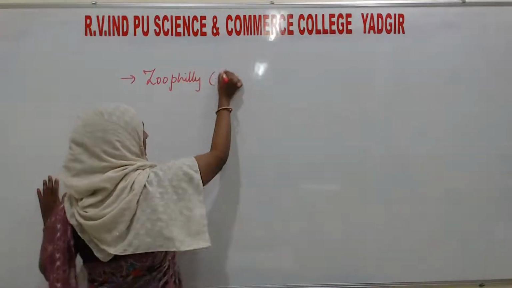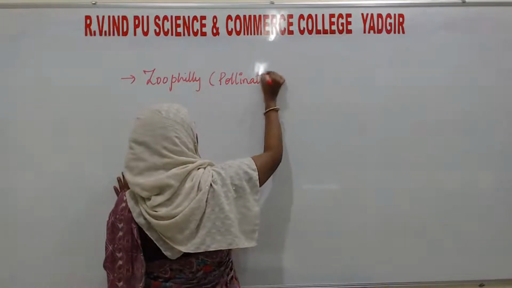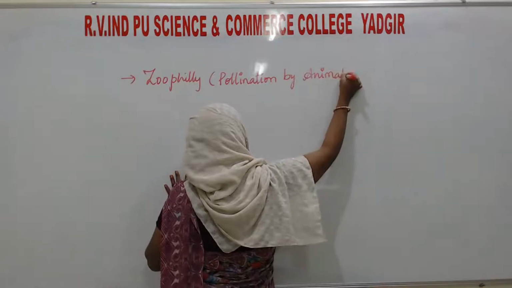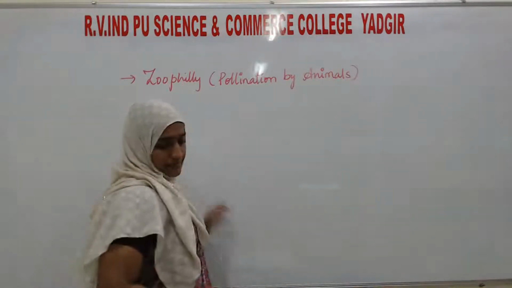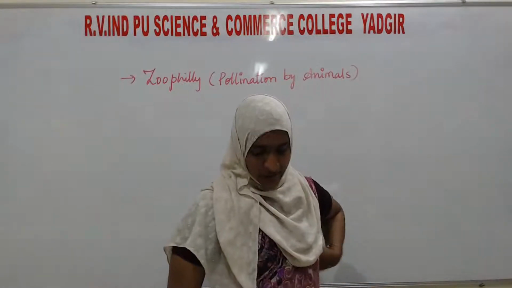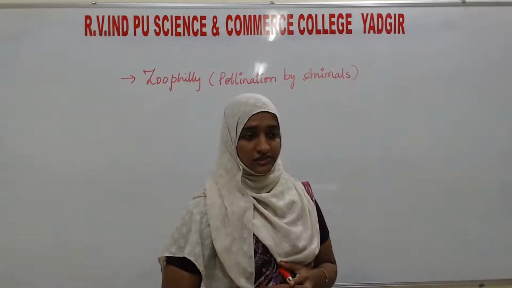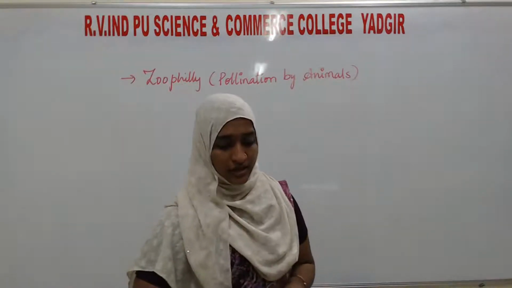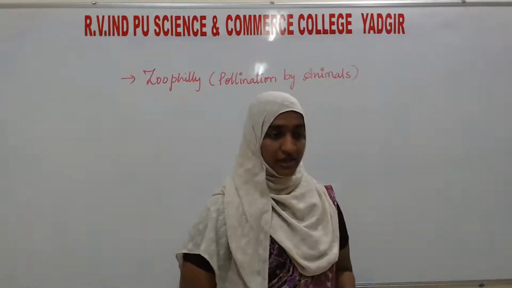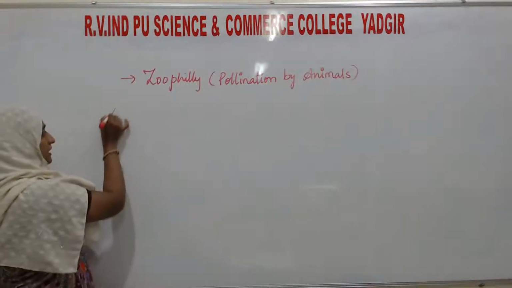Zoophily means pollination by animals. See here, pollination by animals. A wide range of animals are acting as pollinating agents. What are the animals which are acting as pollinators or pollinating agents?